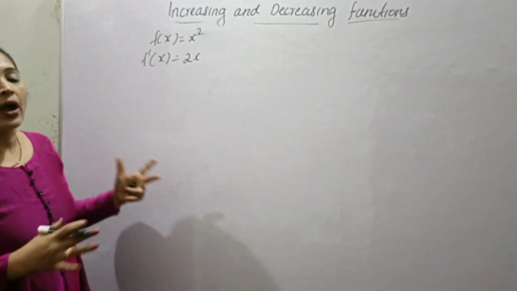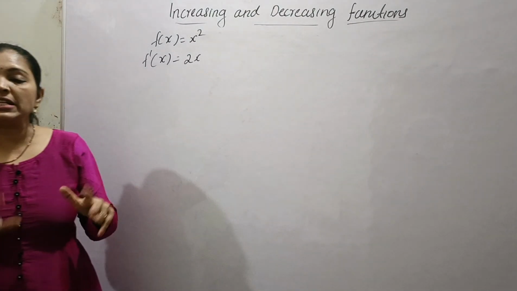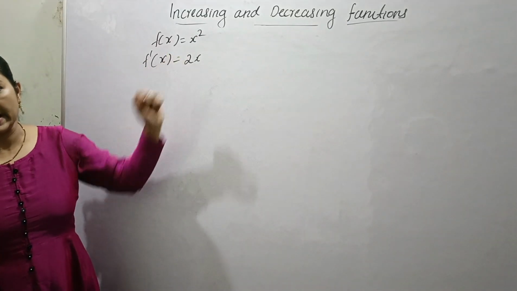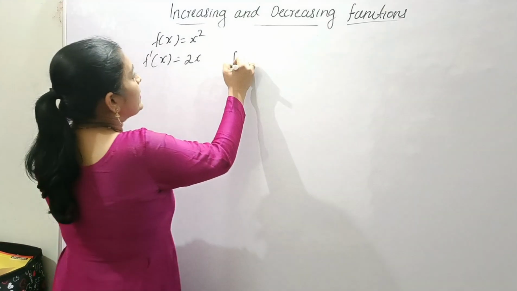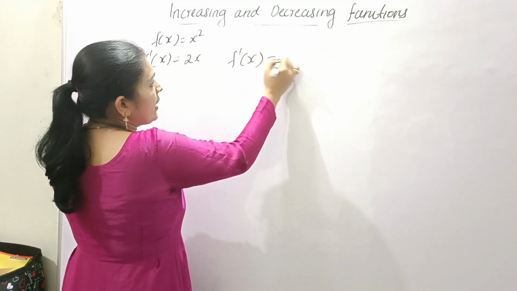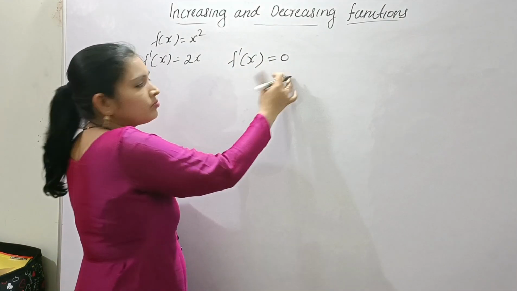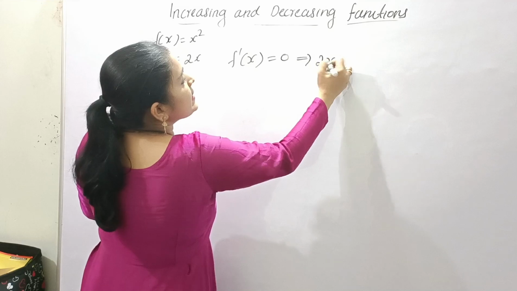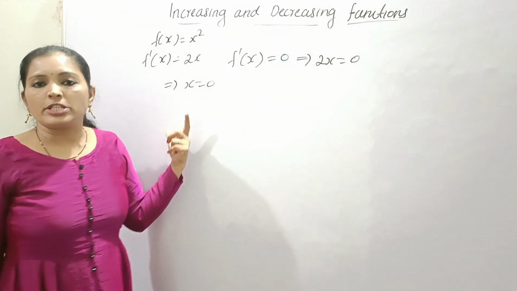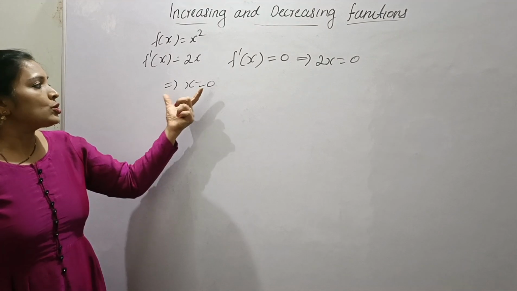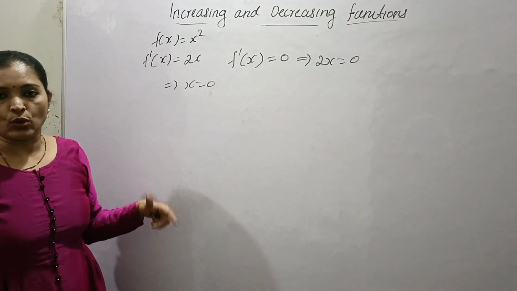Here we will find the intervals in which the function is increasing and decreasing. So f'(x) = 2x, right? The next step is f'(x) = 0. That implies 2x = 0, which implies x = 0. This point is called the critical value. So here we have got x = 0.